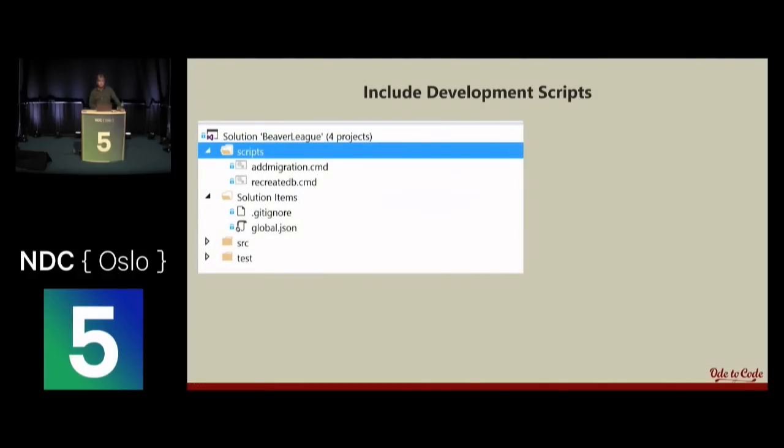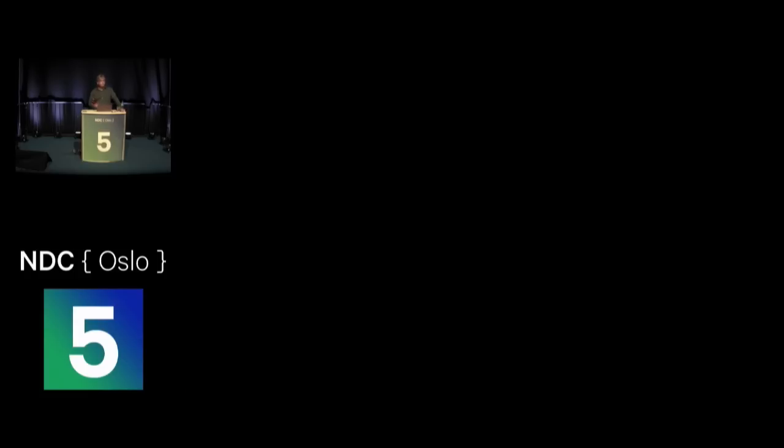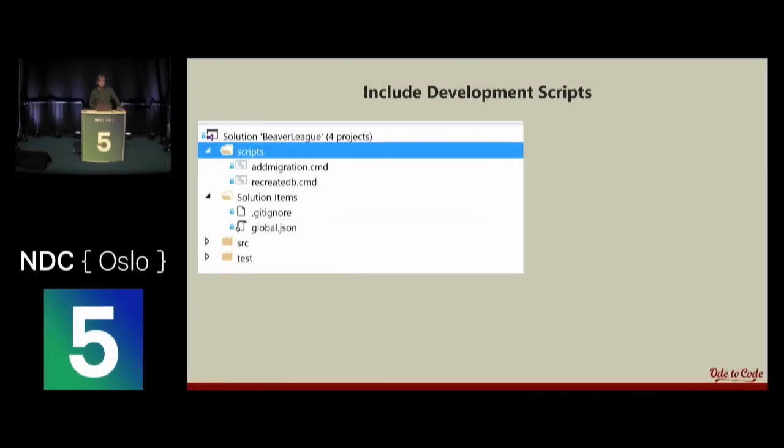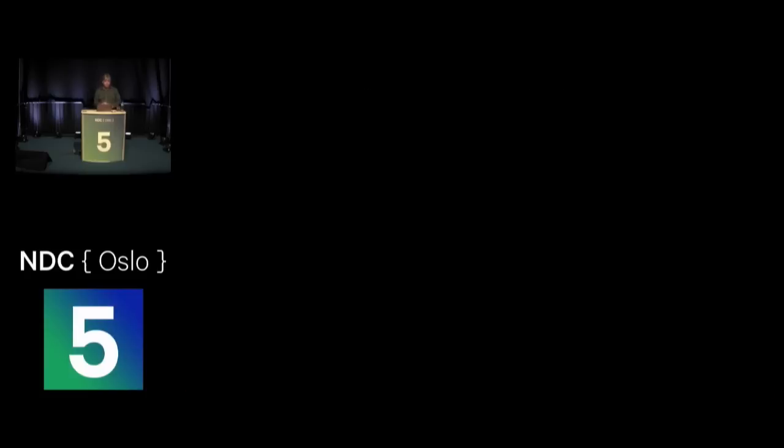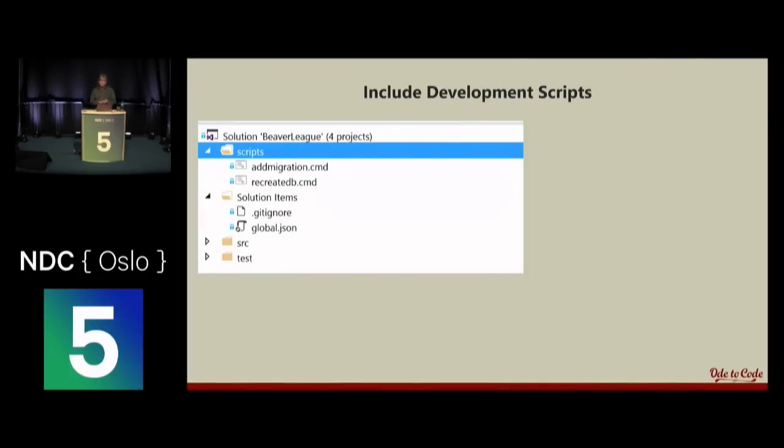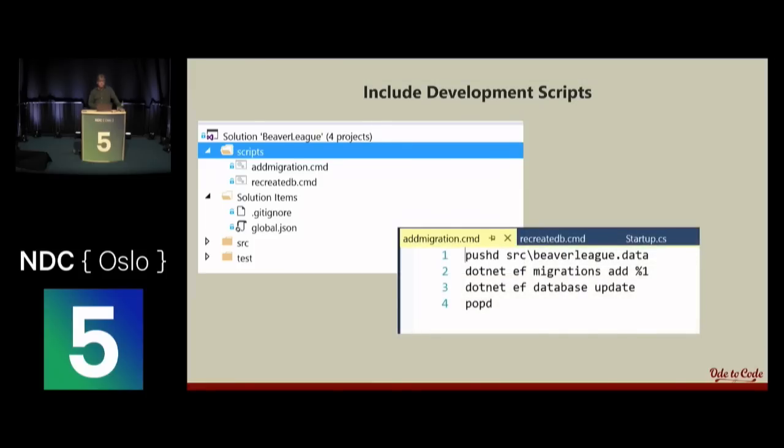I also like to check in development scripts. Now that .NET Core has command line tools and utilities that provide a lot of useful features, the more that developers can use command line scripts to automate tasks in a repeatable manner, the better off we are. So I like to check in scripts that developers will use on the project on a regular basis. So if you're using Entity Framework and you want to add a migration and make sure it happens in a consistent manner, then maybe add an add-migration script that will do dotnet ef migrations add and dotnet ef database update.